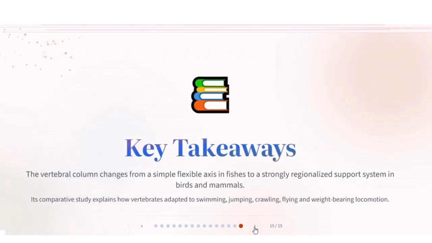At last, we can say that the vertebral column changes from a simple flexible axis in fishes to a strongly regionalized support system in birds and mammals. In this video, we studied the comparative anatomy that explains how vertebrates adapt to swimming, jumping, crawling, flying, and weight-bearing locomotion. Okay, thanks.